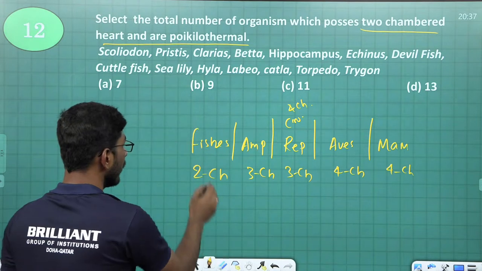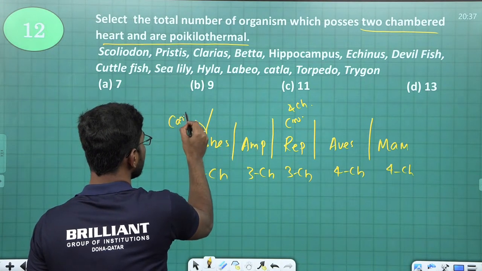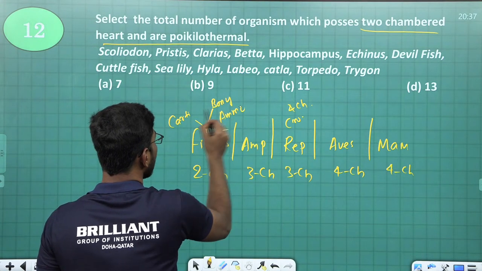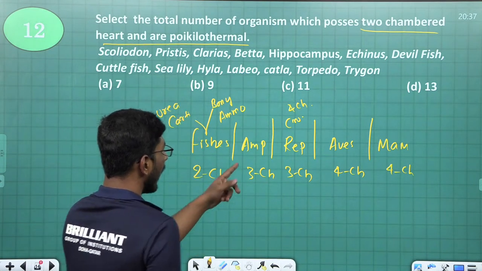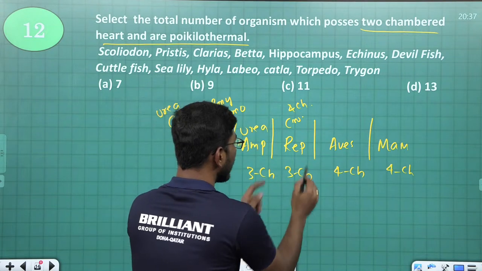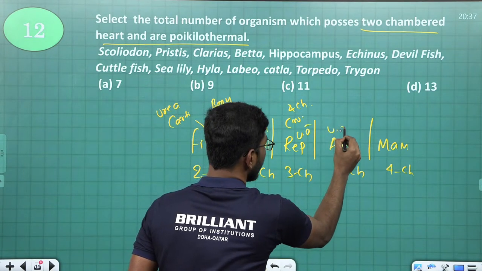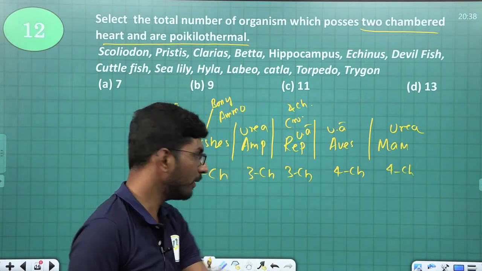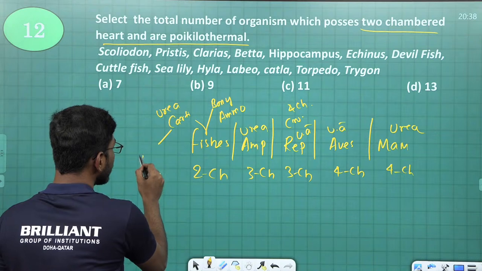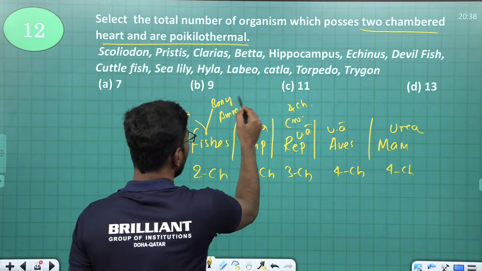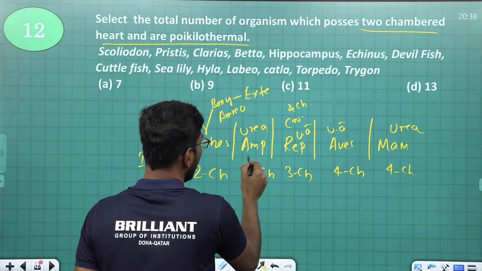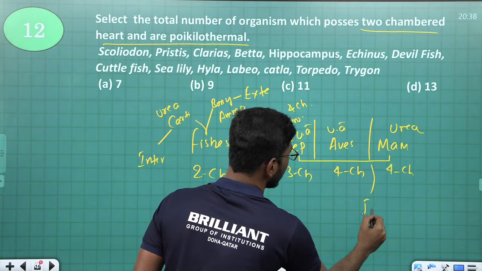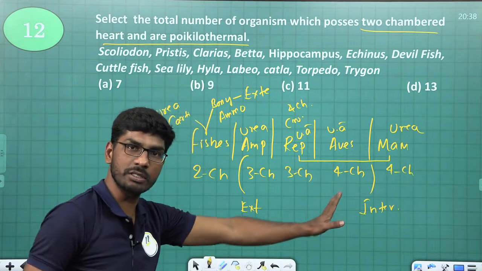One more important thing. Fishes: two types of fishes, cartilaginous fishes and bony fishes. Bony fishes excrete ammonia. Cartilaginous fishes excrete urea. Amphibia, urea. Reptiles and birds, uric acid. Mammalia, urea. Got my point? Cartilaginous fishes have internal fertilization. Bony fishes, external fertilization. Amphibians, external fertilization. Reptilia, aves, what, tell me? Internal fertilization. Done.